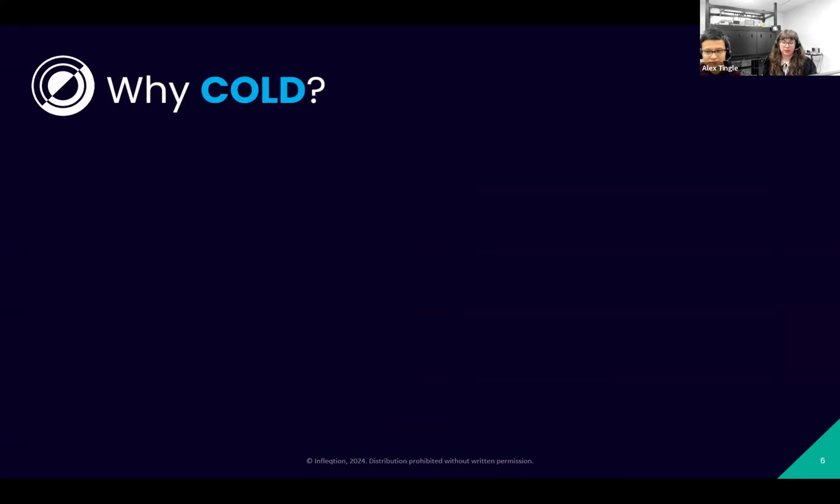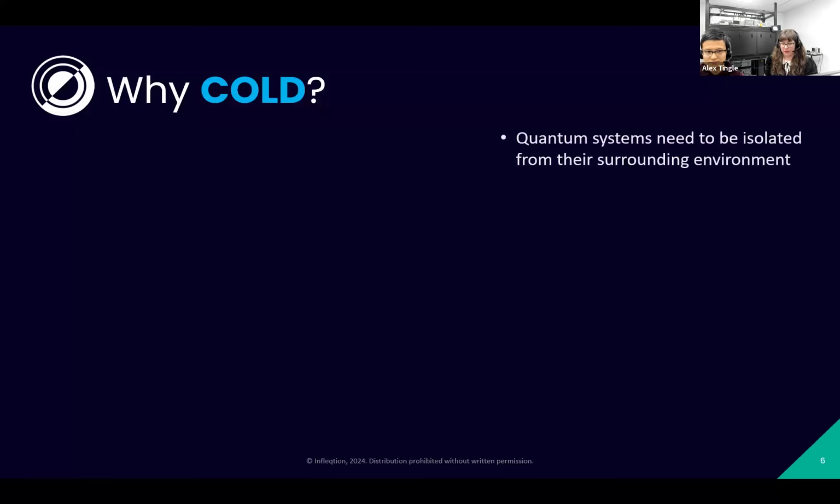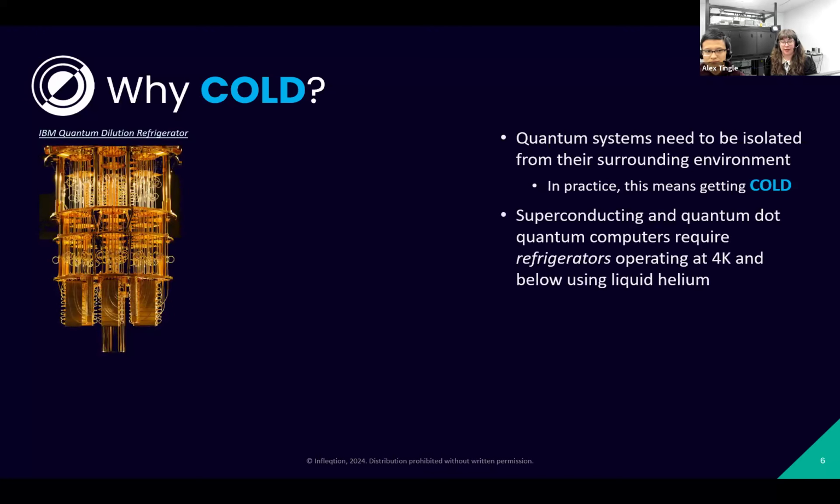So let's start with cold. You'll hear the term cold atoms thrown around a lot. Our company actually started as Cold Quanta. So why do we care about cold so much? Well, quantum systems, just like classical systems, do a lot better if they are isolated from their surrounding environments. With quantum, that often means getting cold. And it doesn't just go for cold atoms. If you look at superconducting and quantum dot quantum computers, they also require cold. The way they do that is with these really beautiful devices that look like chandeliers, but this is actually a dilution refrigerator. This helps get the quantum computer below 4 Kelvin.